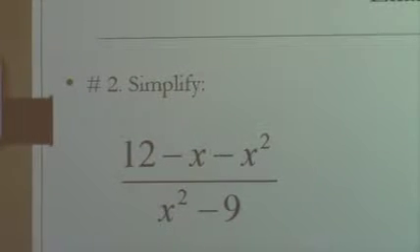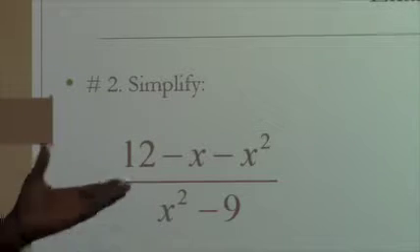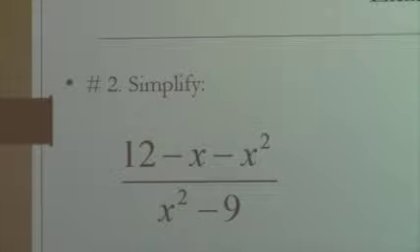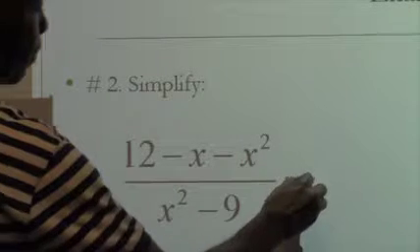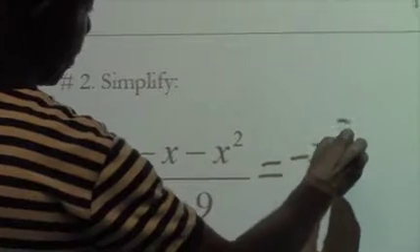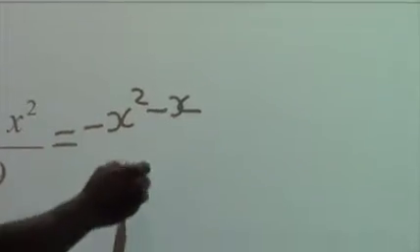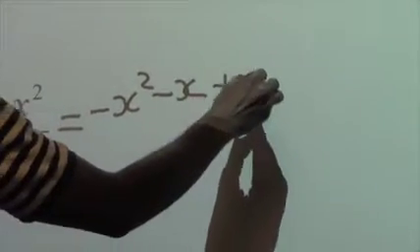So problem number 2, again, we have to simplify. One of the things we observe here is that our numerator has not been written in the order of descending powers of our variable x. So let's try to see if we can change it. Let's rewrite this as negative x squared minus x plus 12.